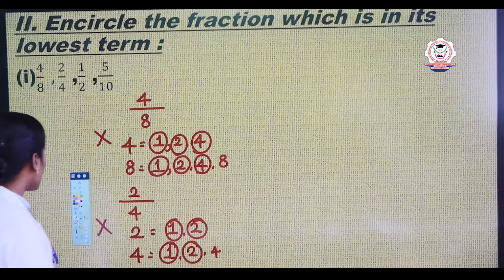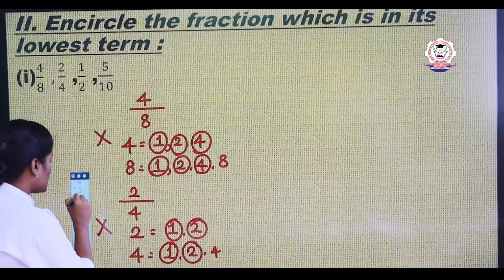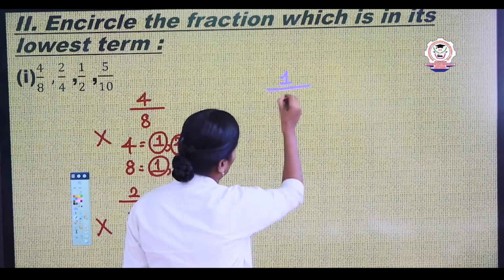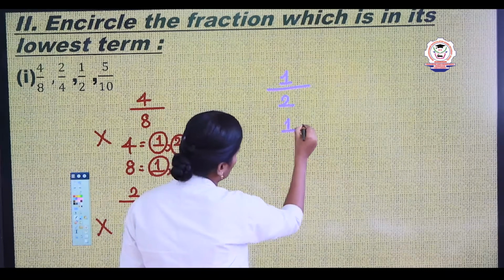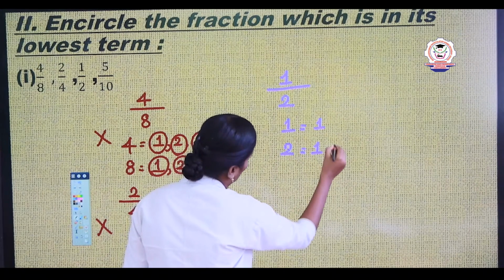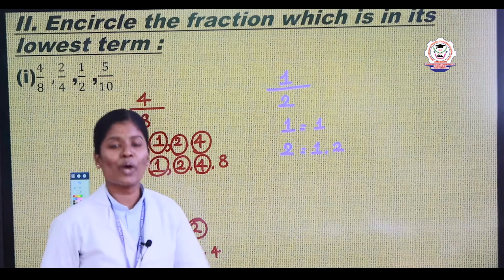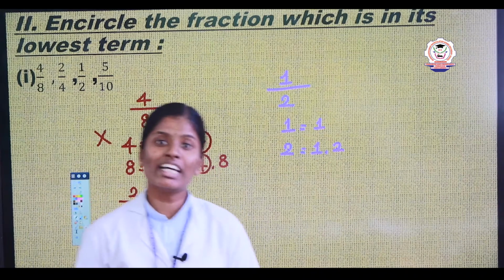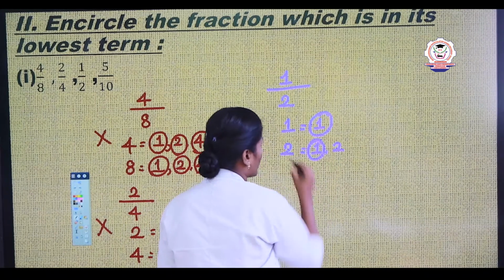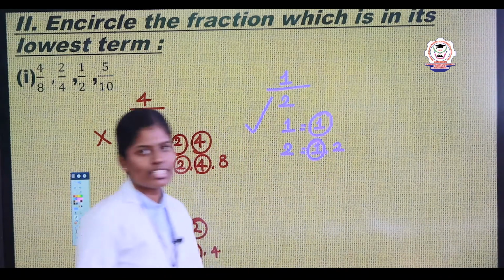Next you are going to check 1 by 2. Take 1 by 2. So the factor of 1 is 1 and the factors of 2 are 1 and 2. Now here you are going to pick the common factor. Here we have the common factor is 1. Yes, this is the lowest term.